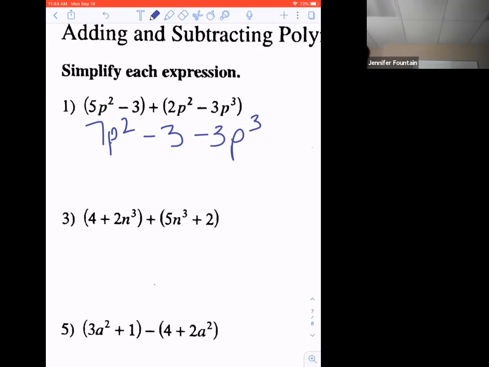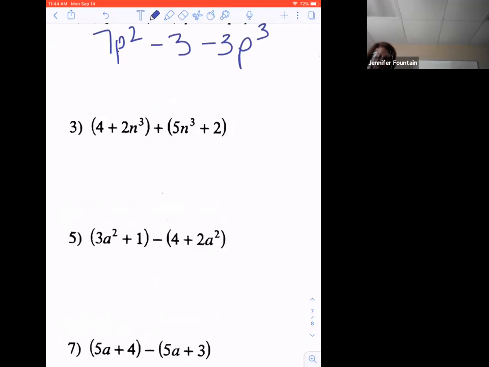Look at number 3. I have 4 plus 2n cubed plus 5n cubed plus 2. 2n cubed plus 5n cubed is going to be what? 7n cubed. 7n cubed. And 4 plus 2 is 6.